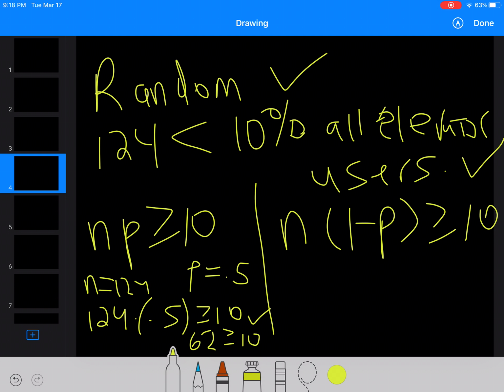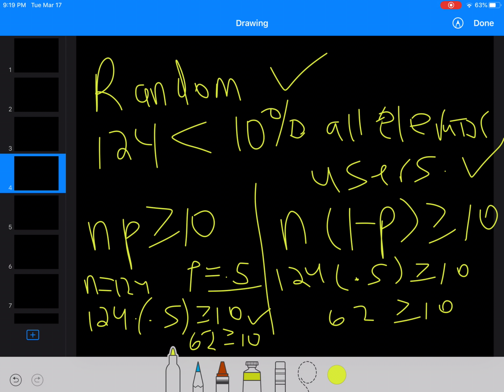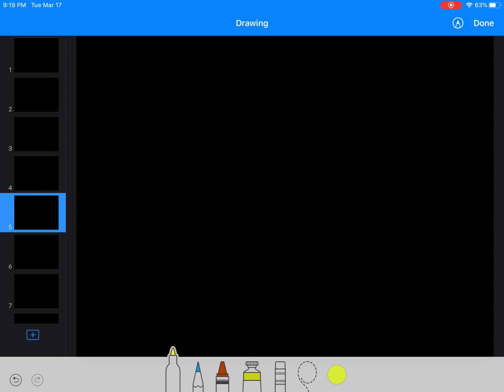So that checks out. Let's check 1 minus p. So remember, p is 0.5. So 1 minus 0.5 is also 0.5. And our n is the same. So 124 times 0.5. It's going to give us the same answer. 62 is greater than or equal to 10. And that checks out. So now we can do our calculation.